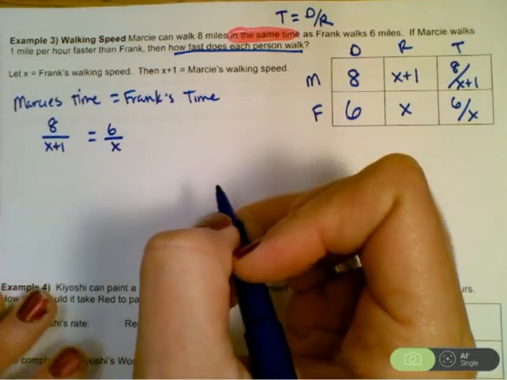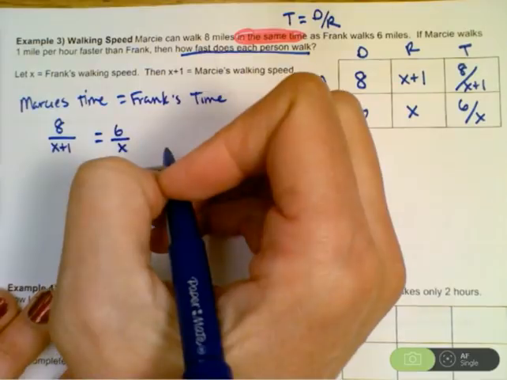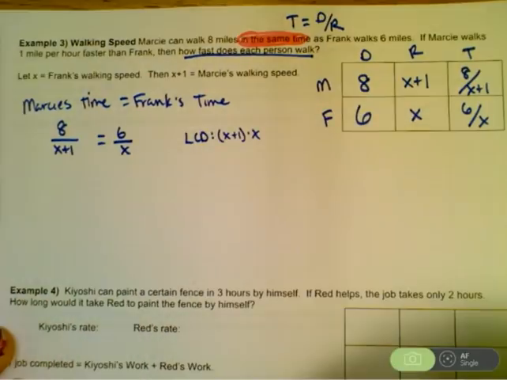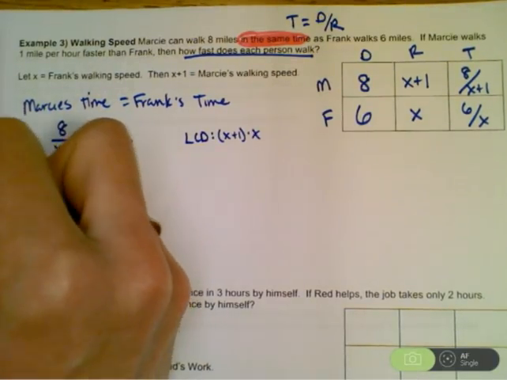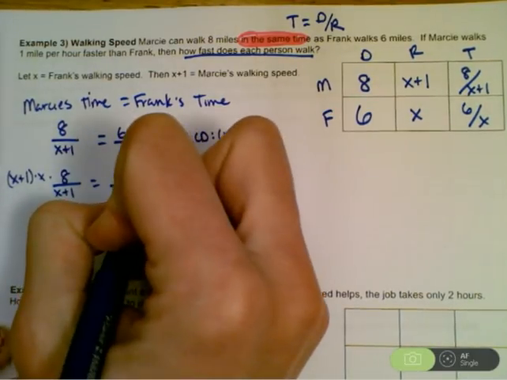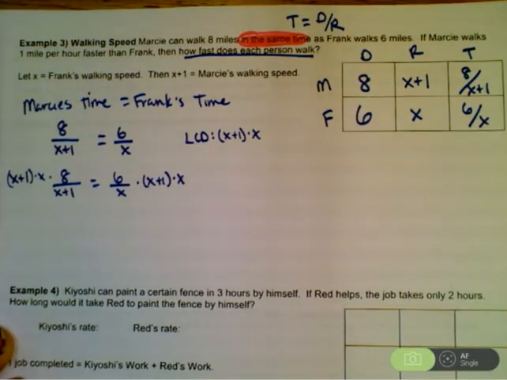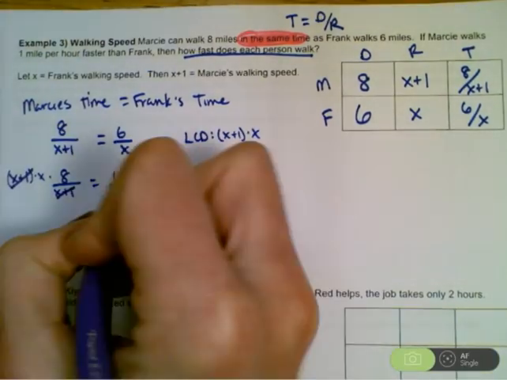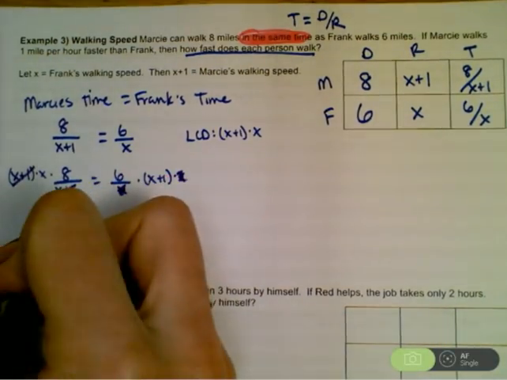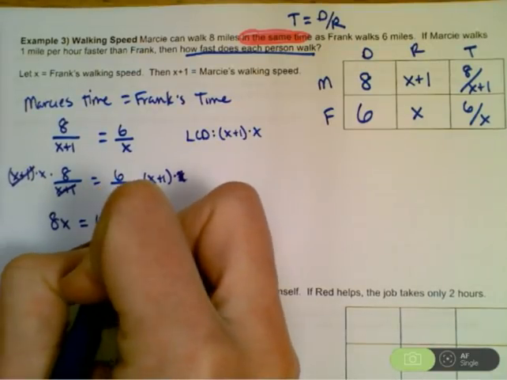So Marcy's time was 8 over x plus 1. That has to equal Frank's time of 6 over x. So now we look at this equation, and we solve a rational equation. Our LCD is x plus 1 times x. So we multiply this by x plus 1 times x. We multiply this side by x plus 1 times x. We cancel out our common factors, so that and that go away, and that x goes away. My fractions are gone. That's good. That's what I want. So I get 8x equals 6 times x plus 1.